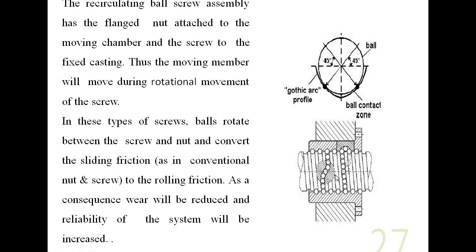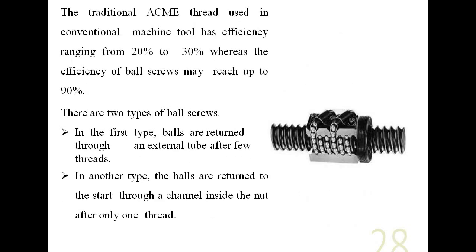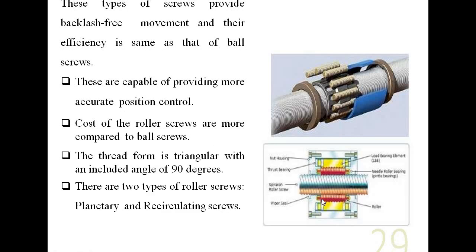Generally, ball screw bearings are used because they reduce overall friction. We know that the traditional Acme threads are also used in CNC machine tools, but they have an efficiency of about 20% to 30%. When we use a ball screw instead of an Acme thread, we get an efficiency of about 90%. There are two types of ball screws. In the first type, balls are returned through an external tube after a few threads. In the other type, balls are returned to the start through a channel inside the nut after only one thread.